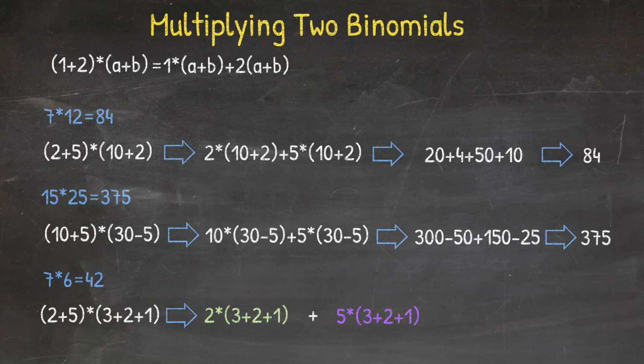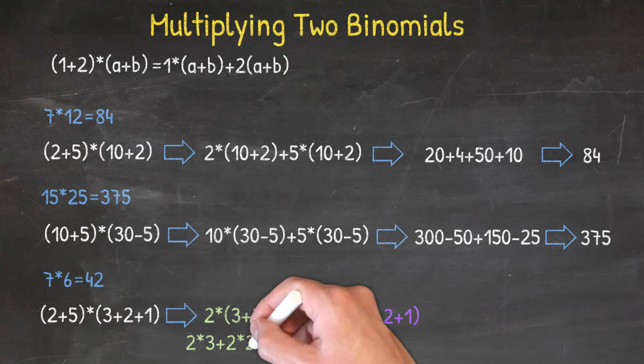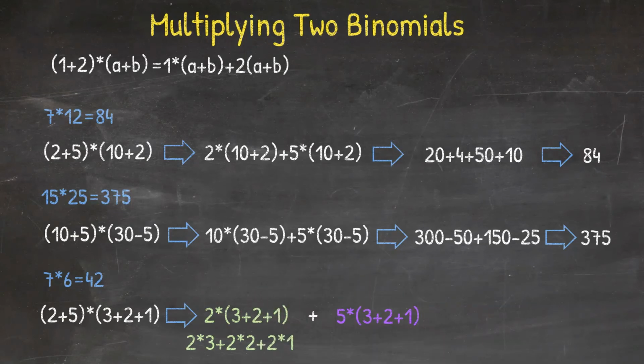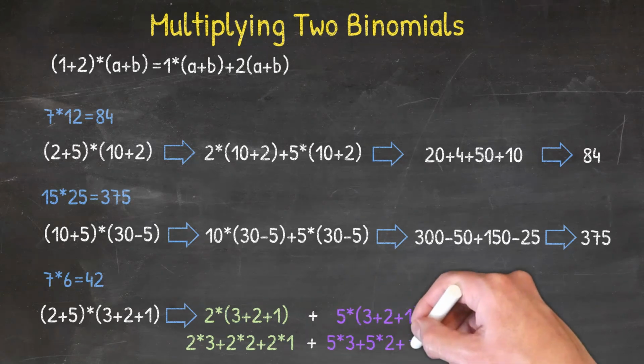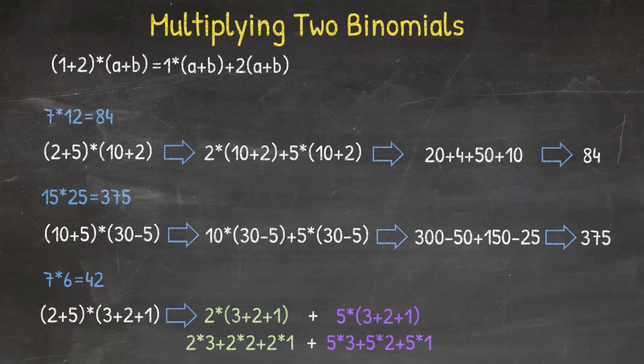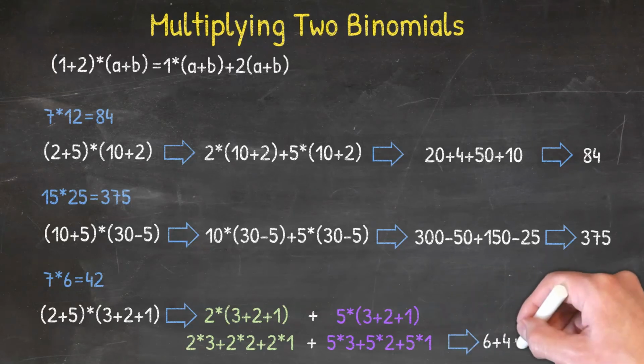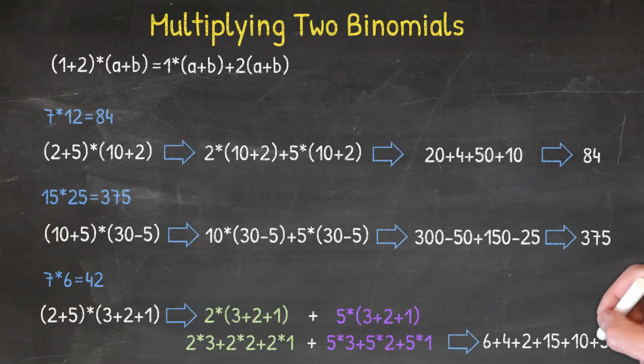The math, for your convenience, since it's a longer one, is below. So it's 2 times 3 plus 2 times 2 plus 2 times 1. And in the second case, 5 times 3 plus 5 times 2 plus 5 times 1. And we get 6 plus 4 plus 2 plus 15 plus 10 plus 5. And these are rather small numbers. So if you take your time, we get the answer of 42.